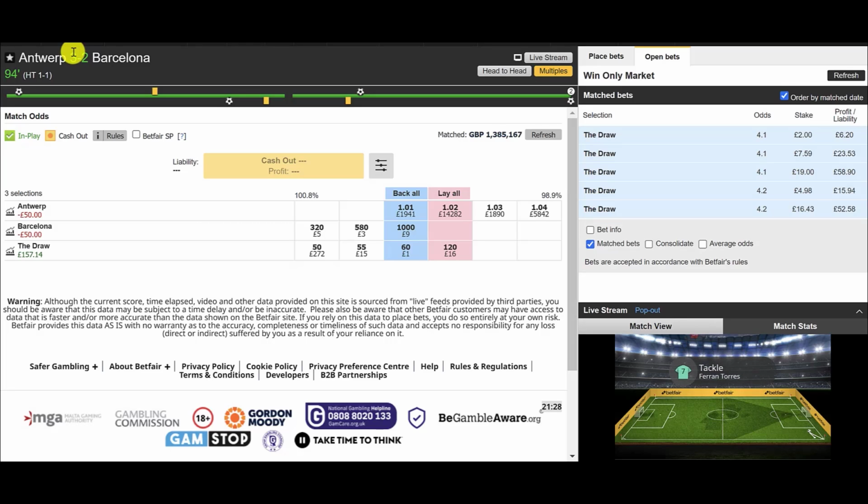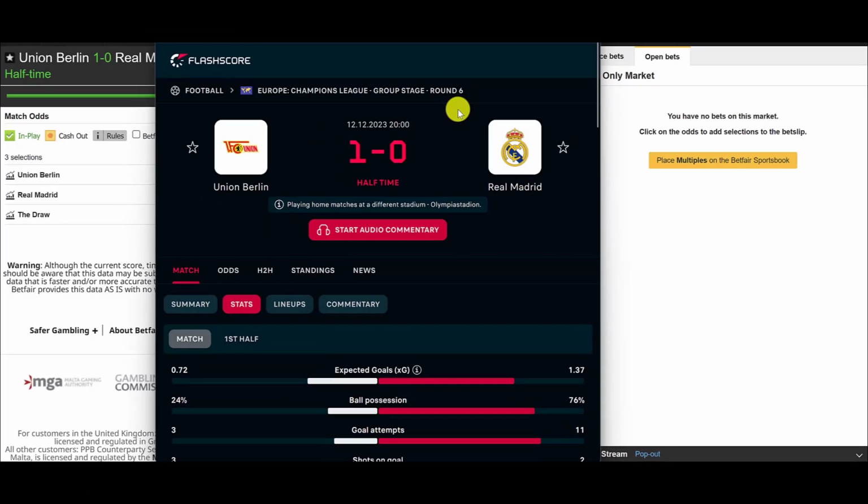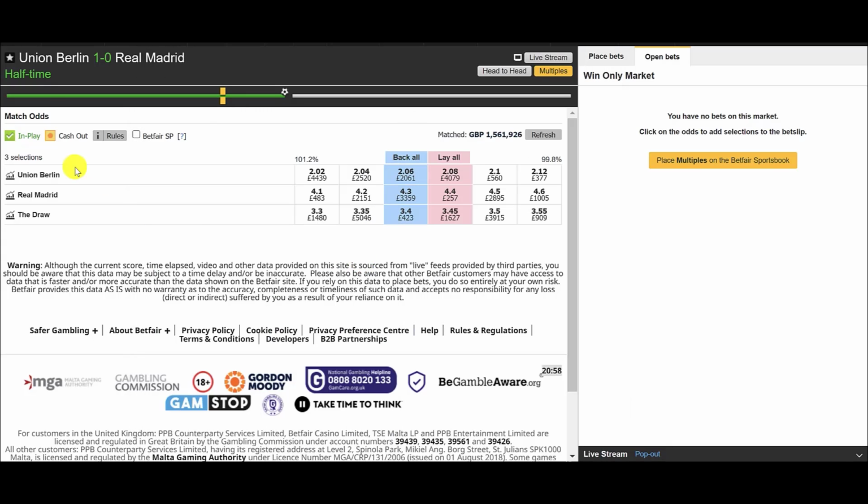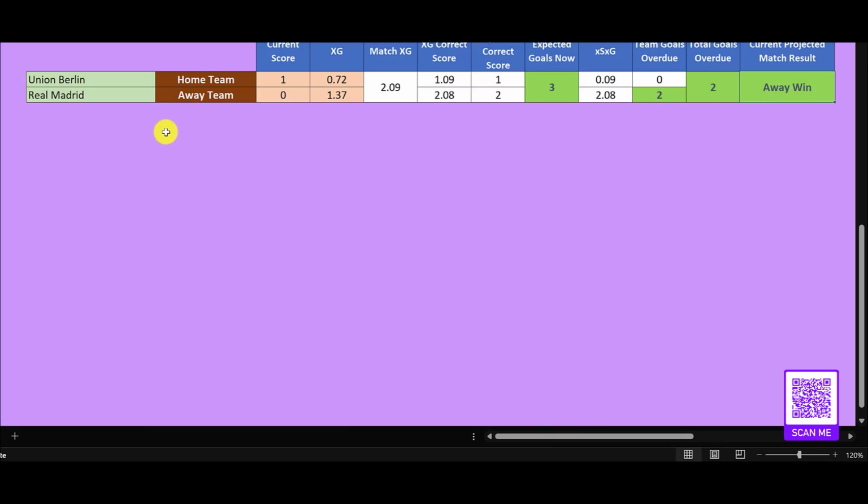Antwerp 3, Barcelona 2. So we're at half-time in this match with Union Berlin against Real Madrid, and it's 1-0 to Union Berlin, so a bit of a surprise result at half-time, and Union Berlin are there at 2.06 to back, 2.08 to lay. Now, when the underdog is leading, as a football trader, the question you should be asking yourself primarily is, should we go against this underdog heading into the second half, or is the underdog worthy of the lead? If they are worthy of the lead, we shouldn't go against them. Maybe we could go with them. But anyway, let's see what the XG is telling us.